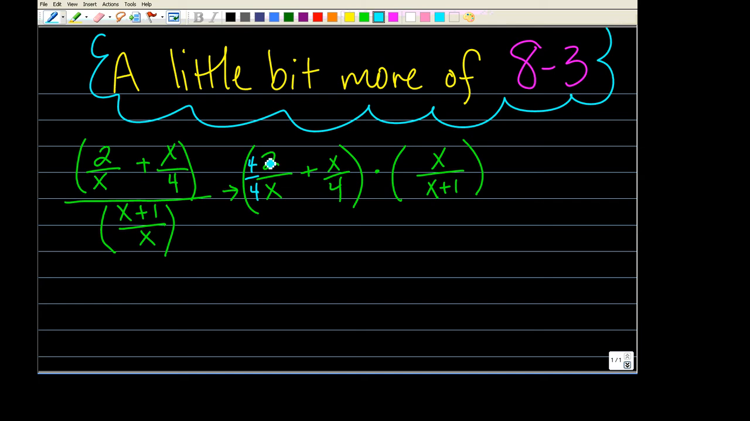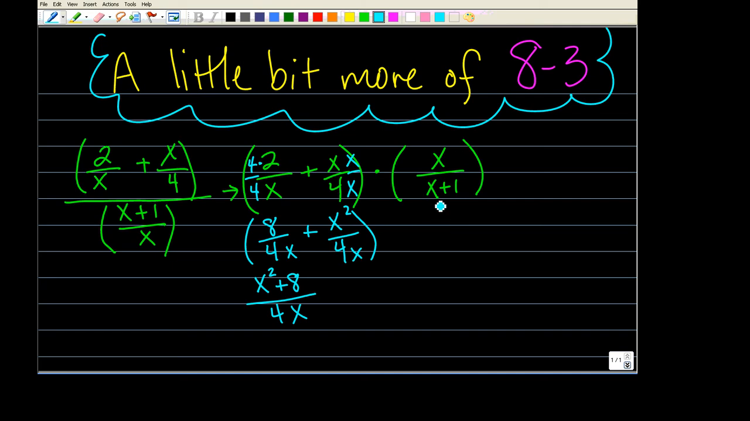And 4 over 4 is just 1, so really we're just multiplying by 1 here. So there's a 4x, but this one has a 4, but it needs the x, so whatever I multiply on the bottom, I'll also multiply on the top. So I'm multiplying by x over x. So I take that 4 times a 2, and I'll get 8 over 4x plus an x squared over 4x. And then that adds to, let's put it in standard form, x squared plus 8 over 4x.